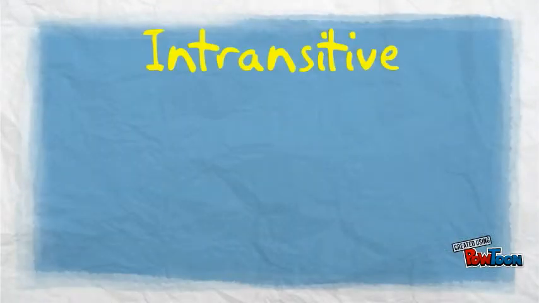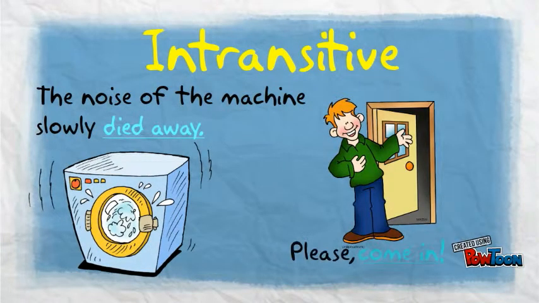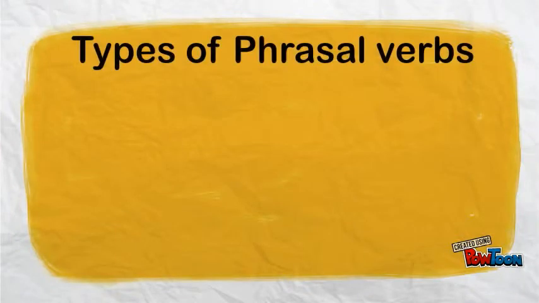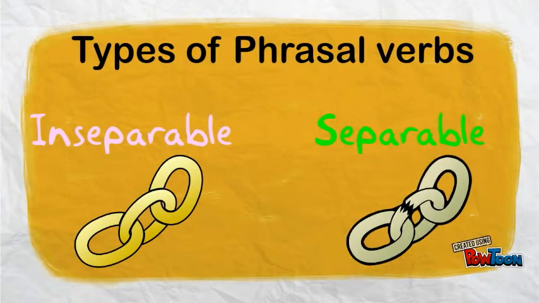However, we also have intransitive phrasal verbs. For instance: the noise of the machine slowly died away. And, please, come in. In both sentences, neither died away nor come in have any object after them. Now we will continue with another characteristic of phrasal verbs. We have two types: inseparable and separable.